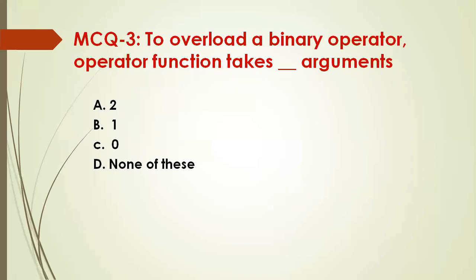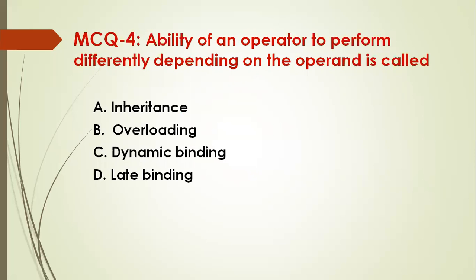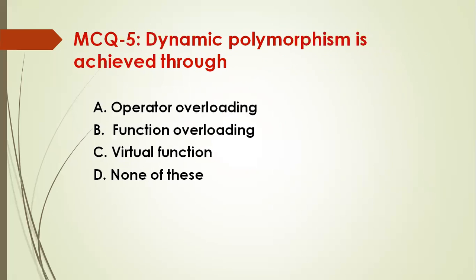To overload a binary operator, a normal operator function, not a friend operator function, takes one argument. The correct answer is B. The ability of an operator to perform differently depending on the operand is called operator overloading or overloading. Dynamic polymorphism is achieved through operator overloading? Operator overloading and function overloading are the two categories of static polymorphism. Dynamic polymorphism can be achieved through virtual functions. The correct answer is C.